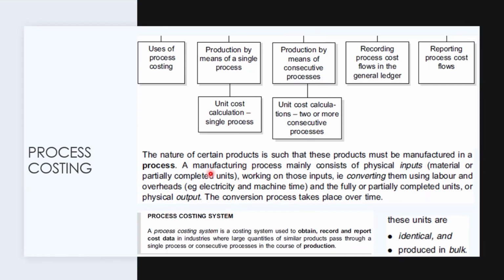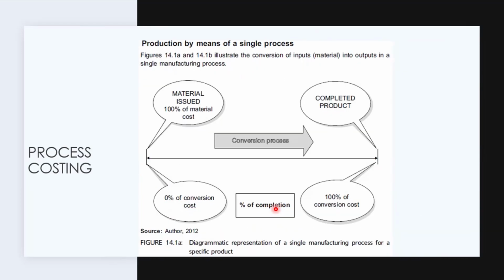All right. So a process would consist of certain units that you input, and then they work on those inputs. They convert them by maybe a specialized type of labor, and there will be overheads incurred, like your electricity or machine time, and then you get your completed unit over this conversion. So as I was saying, certain material comes into it, then there's a conversion part, and then comes the output.